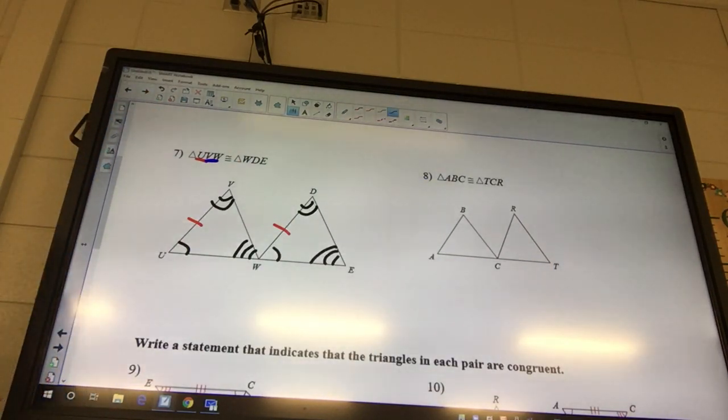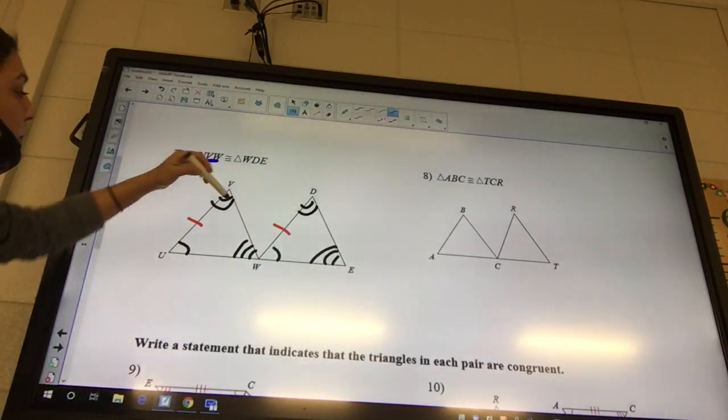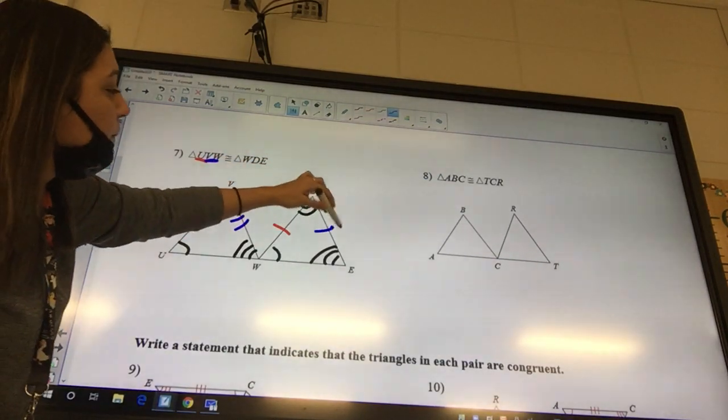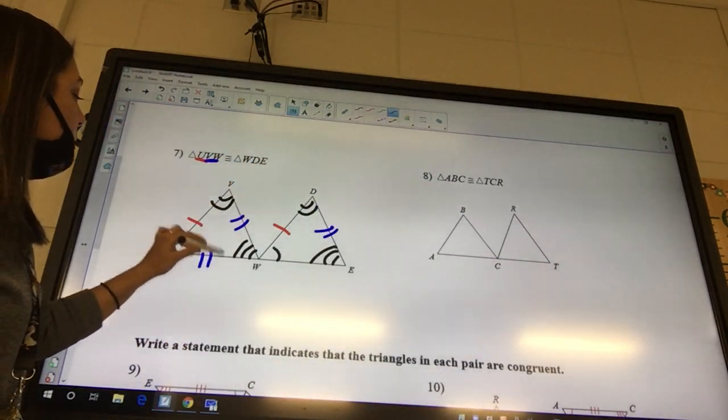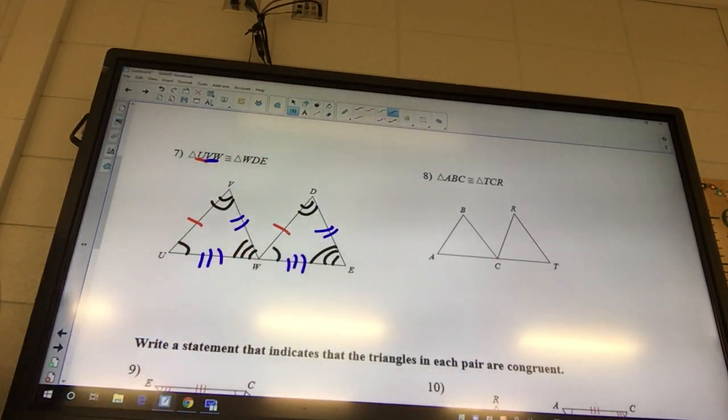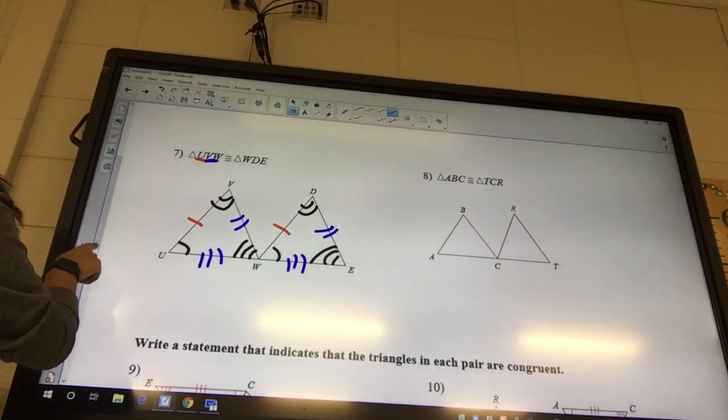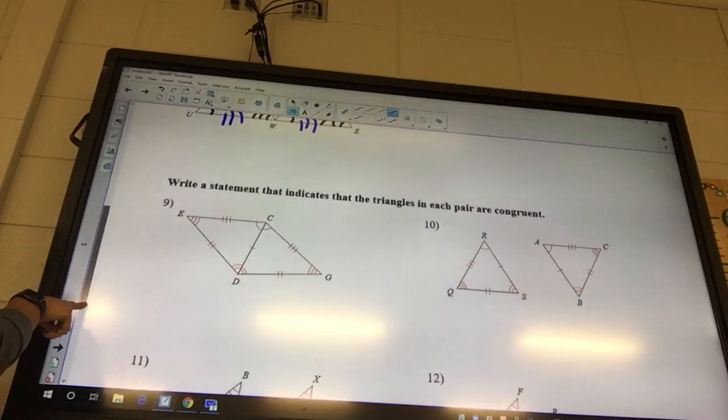VW is congruent to what? DE. Okay, so obviously this one is gonna get 3. Huh? See, I was right. For once. Okay. First time.